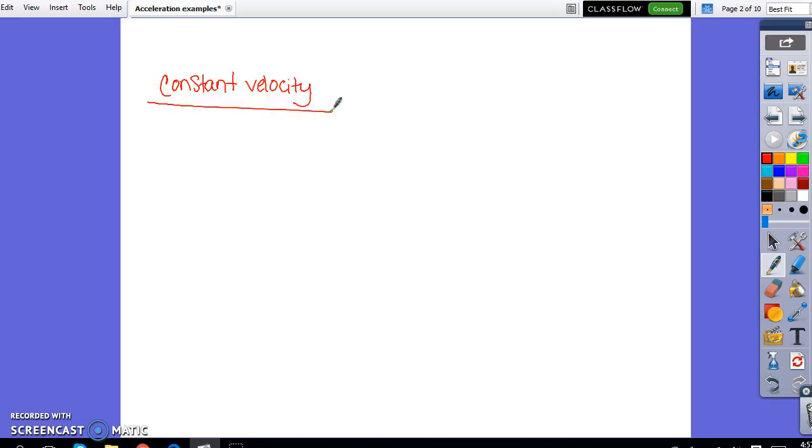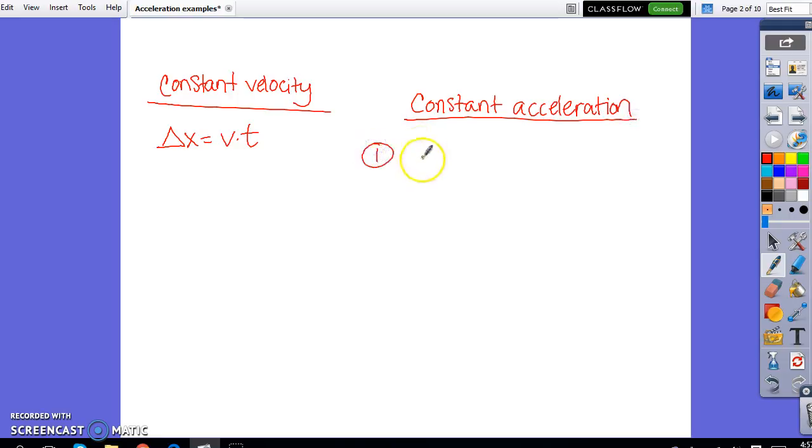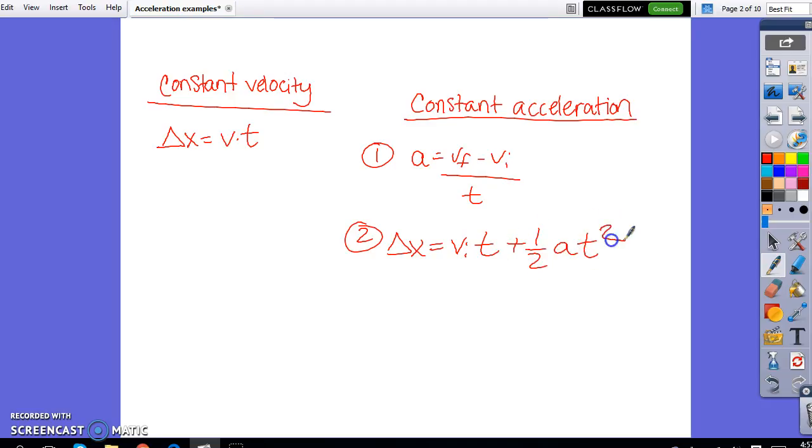Now, if you're undergoing a constant velocity, the only equation you have is delta x equals your velocity times your time. However, if we have a constant acceleration, we have a couple more equations that we can look at, and I've already listed them for you. We have acceleration equals the final minus the initial velocity over a change in time. I want to just call t change in time. The second equation is delta x equals your initial velocity times time plus 1/2 your acceleration times your time squared, and then the third equation is your final velocity squared equals your initial squared plus 2 times your acceleration times your displacement. Remember, delta x is displacement.